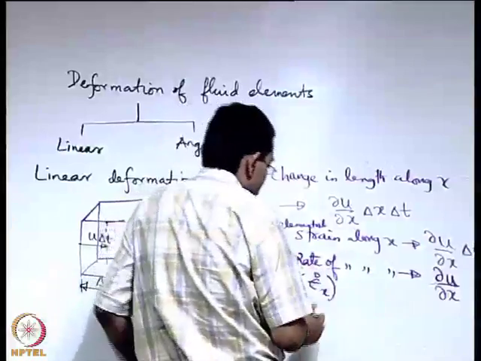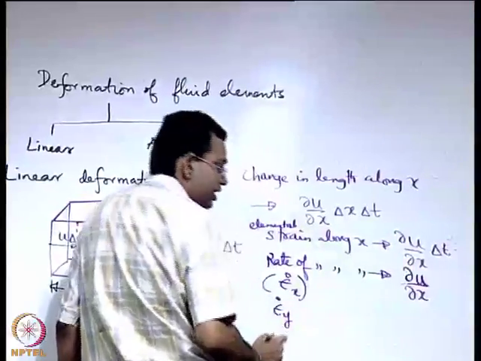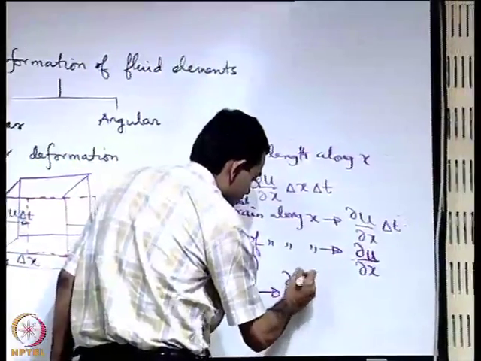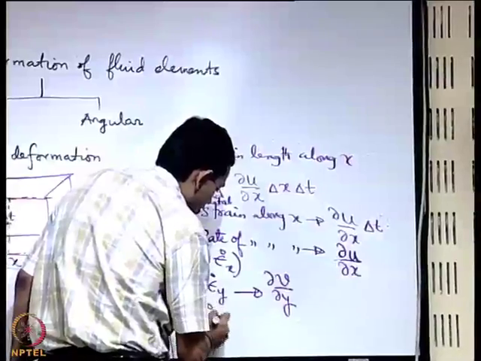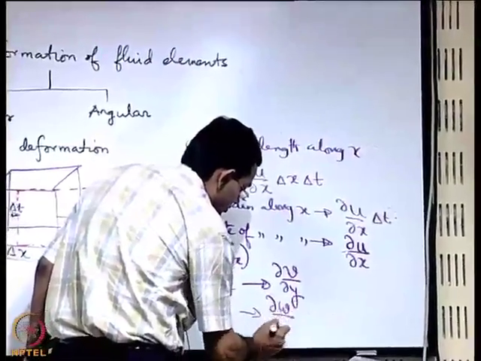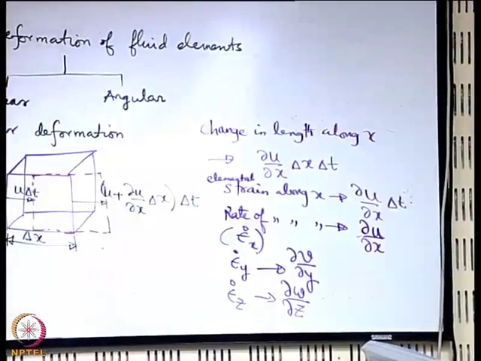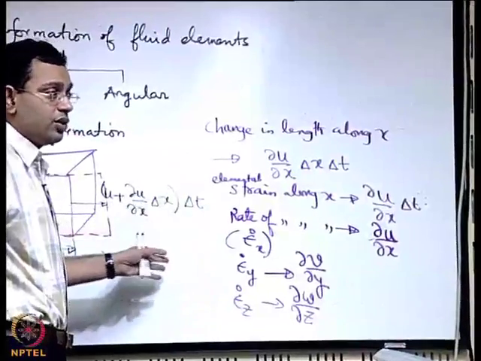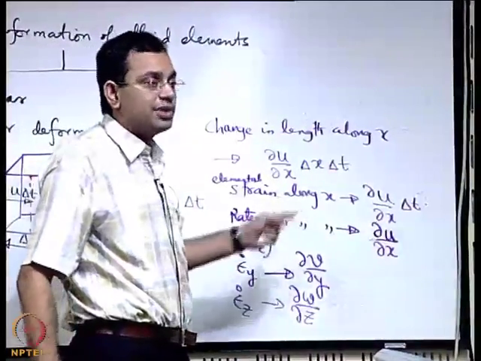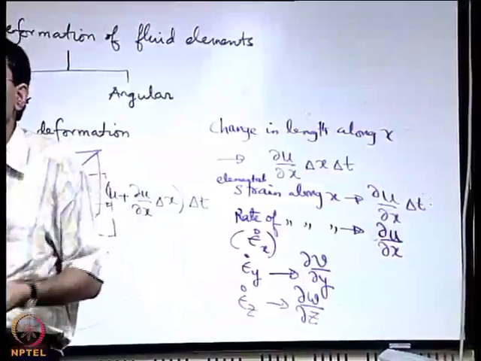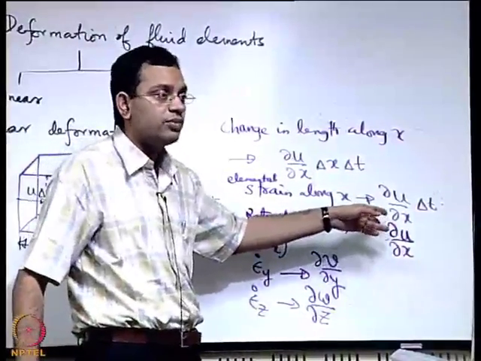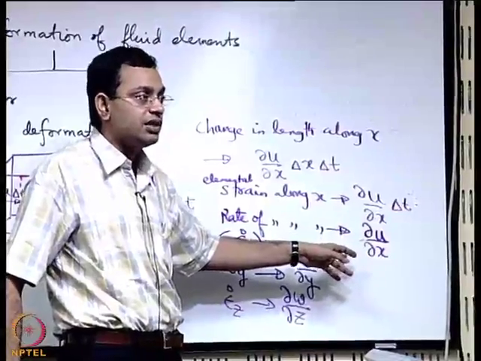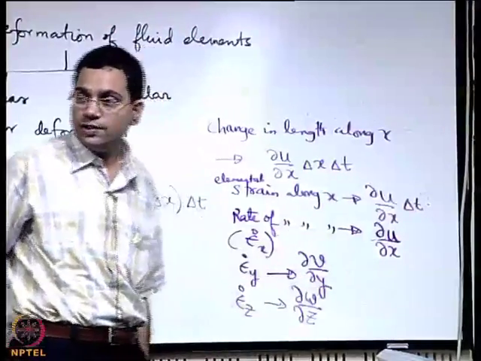Similarly, just from your common sense, you can say what will be epsilon dot y and what will be epsilon dot z. So what is epsilon dot y? And epsilon dot z is this. So we have been successful in finding out a very simple thing: the rate of linear deformation along x, y, and z in terms of the velocity components. So if you are given u as a function of position, v as a function of position, and w as a function of position, by simple partial differentiation it will be possible to find out the rates of change.